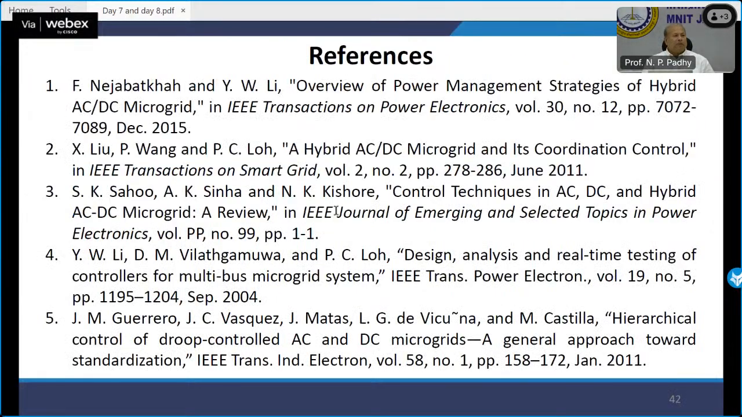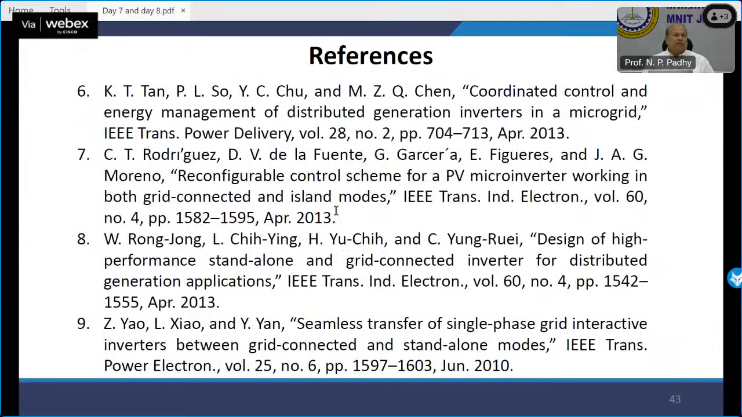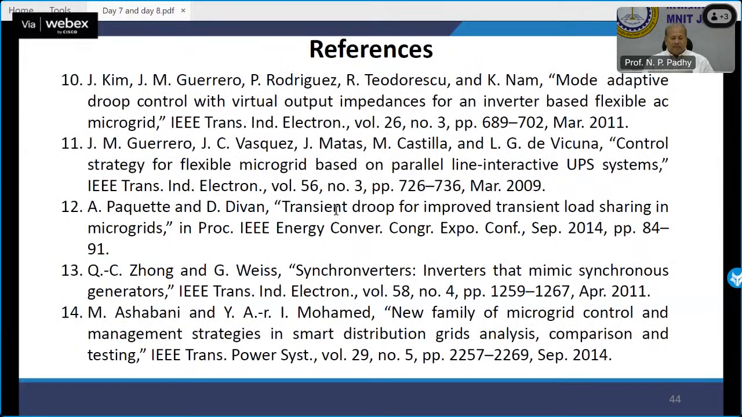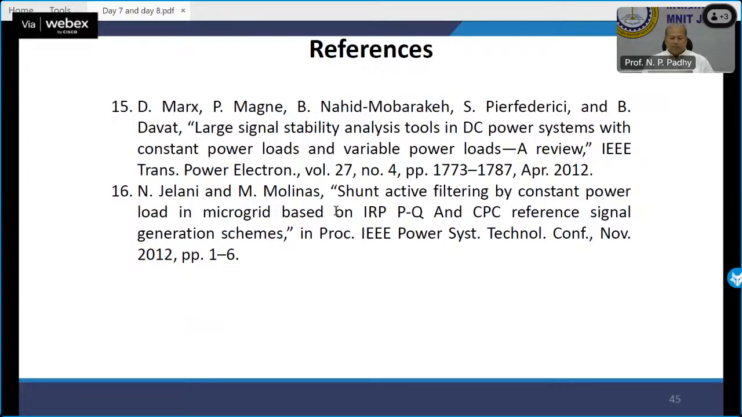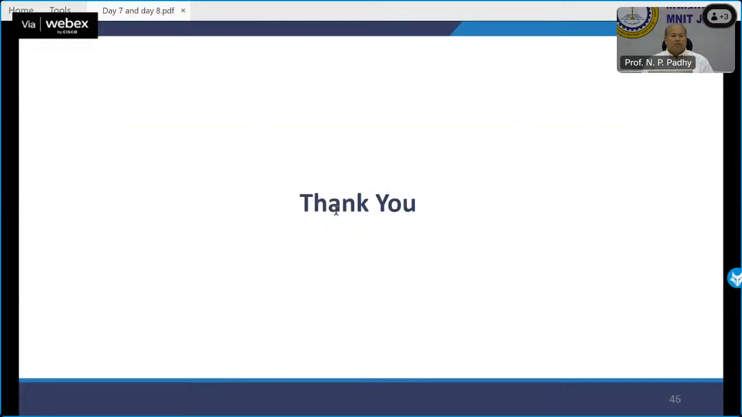With this, we are coming to an end of this topic, and there are n number of references. Please go through, because this is the longest reference list I could see. For example, reference number 11, a control strategy for flexible microgrid based on parallel line interactive UPS system. Quite interesting articles. Each and every article has been very genuinely chosen. They're not random references. So please concentrate. Probably all the literature that you have discussed of 100 pages is taken from those 16 references.